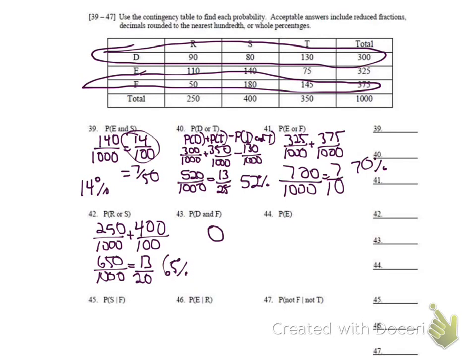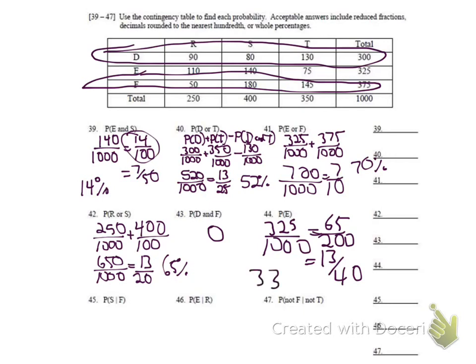Now, moving on, 44, we need the probability of E, and that's going to be 325 over 1,000, which is 65 over 200, or 13 over 40. And this comes out to be approximately 33%.